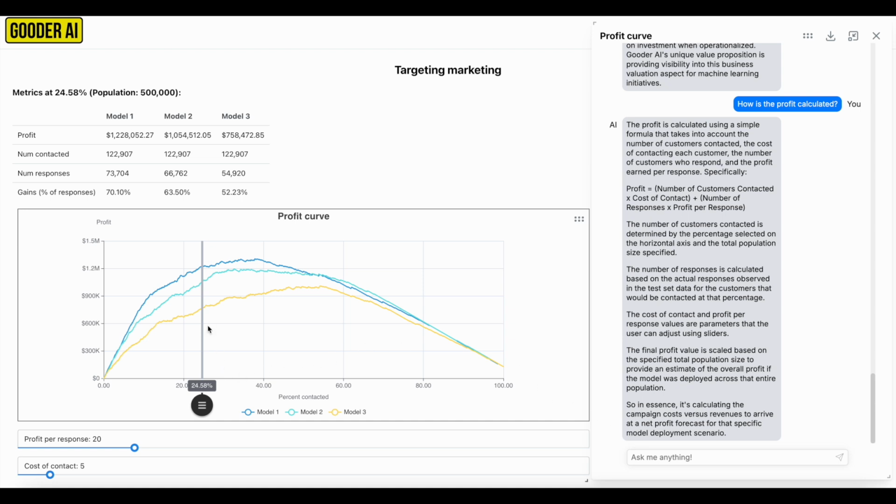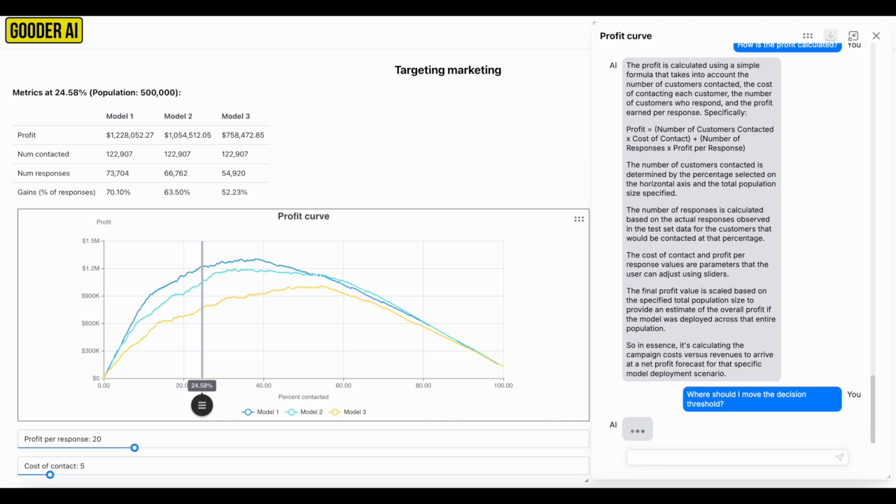Okay, what about this part of the interface, this vertical line, the decision threshold? Where should I move the decision threshold?